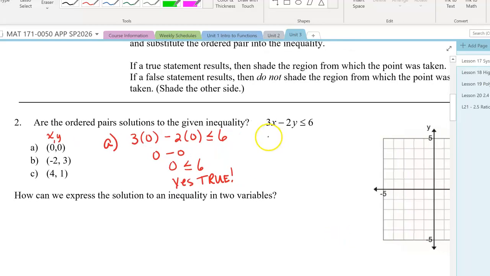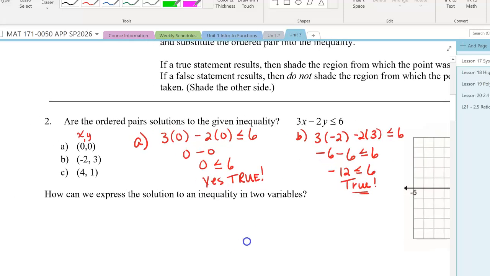Let's look at the point B, which is negative 2, 3. So I will plug negative 2 in for X. I will plug 3 in for Y and see if the resulting statement is true or false. So 3 times negative 2 is negative 6. Negative 2 times 3 would give me minus 6. And negative 6 minus 6 is negative 12. Since negative 12 is less than 6, this is another true statement.